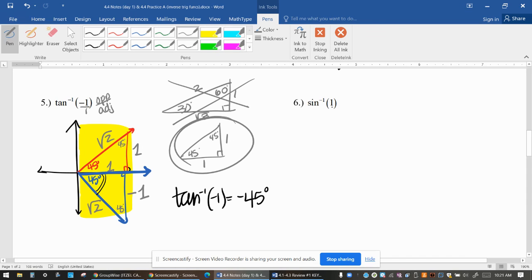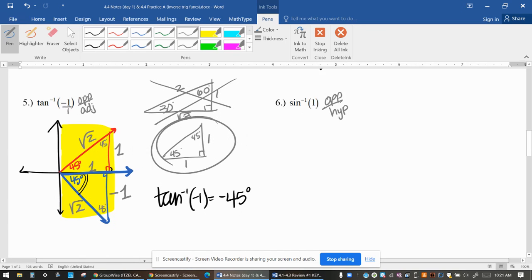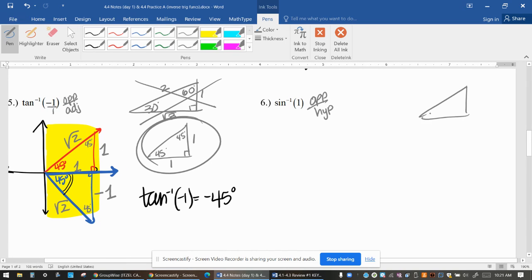Okay, next one, sine inverse of 1. So what angle has opposite over hypotenuse that reduces to 1? Could it possibly be 30, 60, 90? Well, let's try 30. Opposite over hypotenuse? Nope. That'd give me a half. 60 degrees, opposite over hypotenuse? Nope. That would give me √3/2. What about 45, 45, 90? Opposite over hypotenuse? Nope. Look at the other 45, same thing.